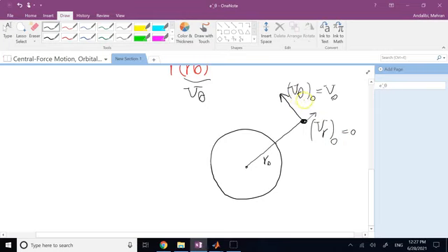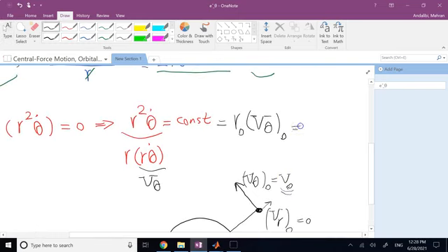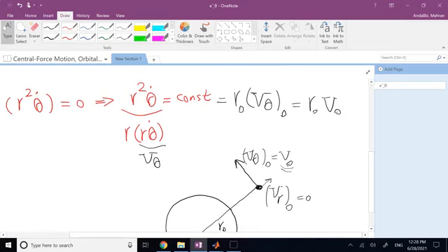So I can say that my initial v theta is the same as the total launch velocity into the orbit, and my initial r is of course my launch altitude, correct? So this is my launch velocity, this is my launch altitude into the orbit, and so I can say this is equal to, as I said, r0 times v0. Good. So now r squared theta dot is equal to the constant, what constant?